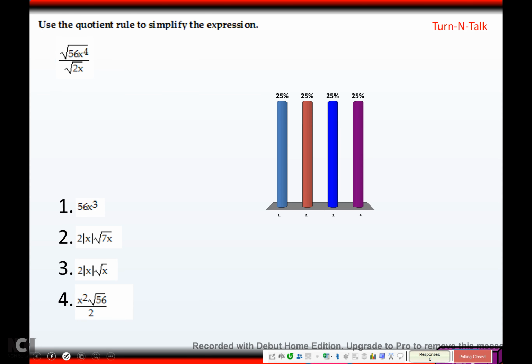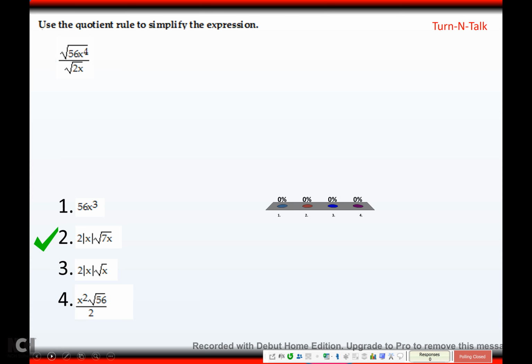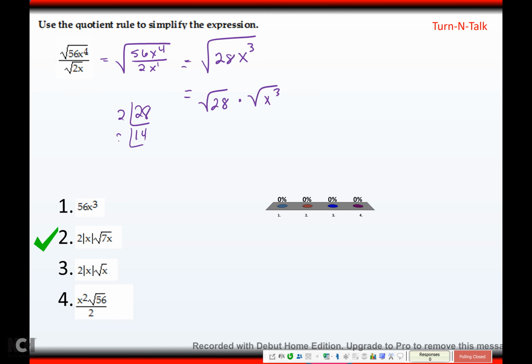And hopefully you got 2. Alright, these are not perfect on top and bottom, so I'm going to use the ability to divide first. 56 divided by 2 is 28. X to the fourth divided by x to the first is x cubed. That's going to be the square root of 28 times the square root of x cubed. Break down 28. By 2 is 14. By 2 is 7. That's a 4. Square root of 4 is 2. The 7 stays in. So this becomes 2 square roots of 7.